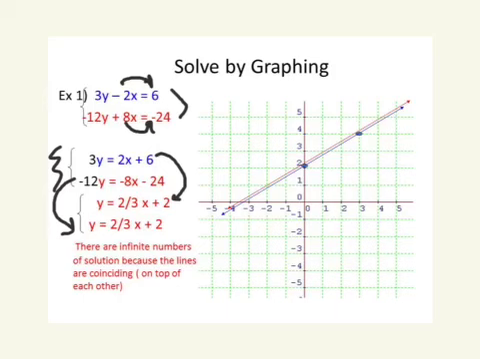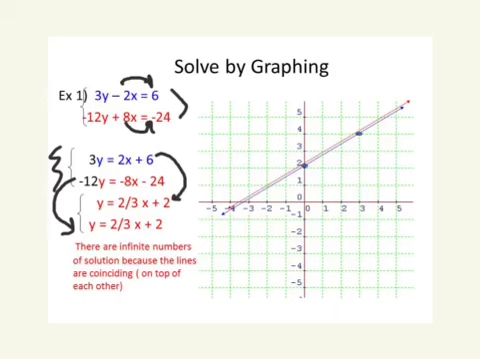Well, if they're the same equation, they're going to lie on top of each other, and they are going to intersect at every single point. So if they intersect at every single point, there's an infinite number of solutions because the lines are what we call coinciding. They're on top of each other. So students, this is your second special case.